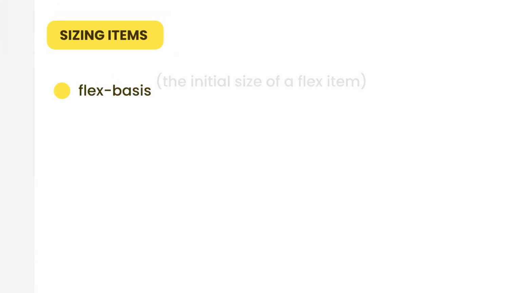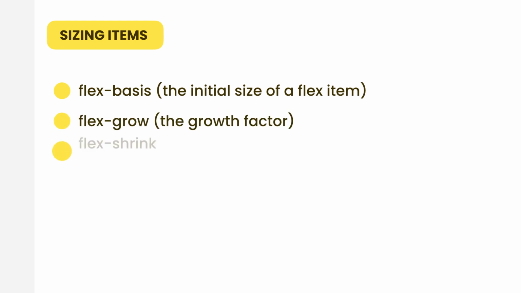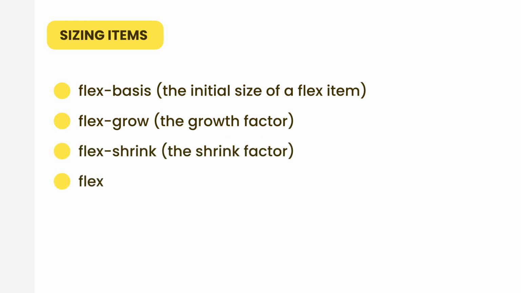One is flex basis, which is used for setting the initial size of a flex item. We have flex grow for setting the growth factor, flex shrink for setting the shrink factor, and flex, which is a shorthand property that combines all the top 3 properties. Now, all these properties should be applied on flex items and not flex containers. So let's see them in action.